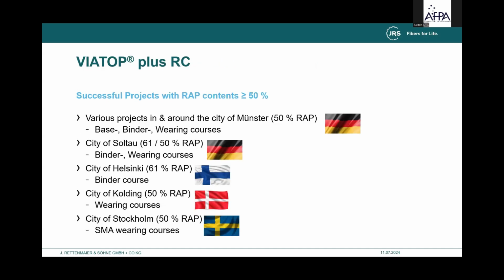Here are some examples of successfully realized projects in Europe with RAP contents above 50%. Some of them are done for sure in Germany, and others are just a few examples in the Scandinavian region, in the city of Helsinki, Holbæk, which is in Denmark, Stockholm, the capital of Sweden, and it was used in binder, base, and wearing courses, and even in SMA making.